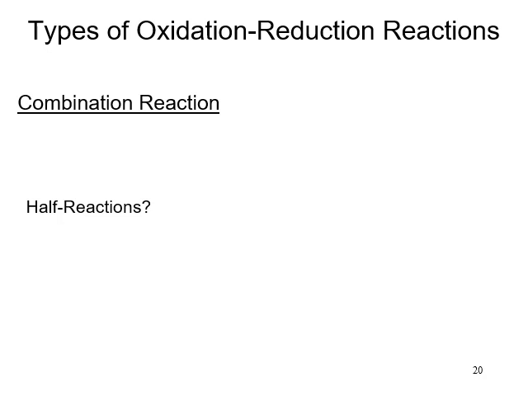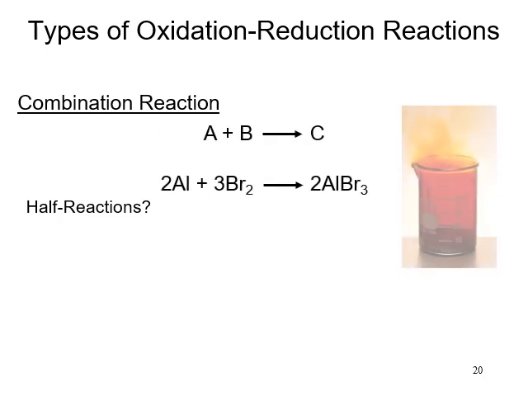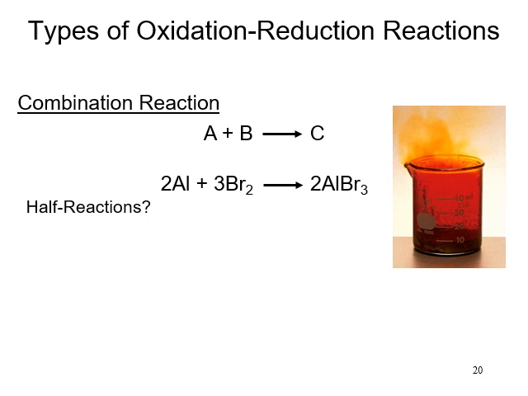So let's talk about types of oxidation reduction reactions. There's a combination reaction. A combination reaction is something where two things come together to make one. So we have aluminum plus bromine to make aluminum bromide, and that's a combination reaction. So there's your oxidation numbers. That's a redox reaction, aluminum being oxidized and bromine being reduced.